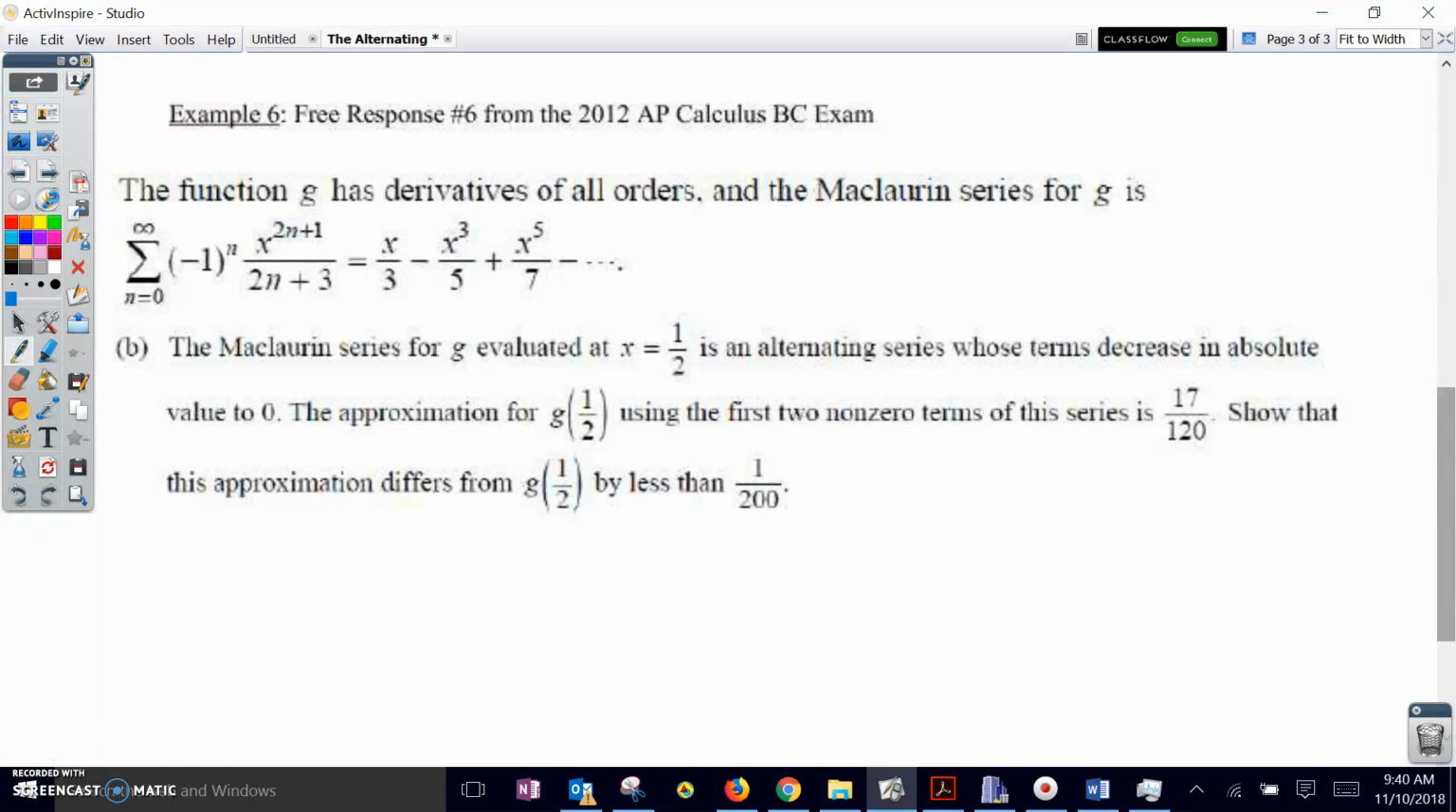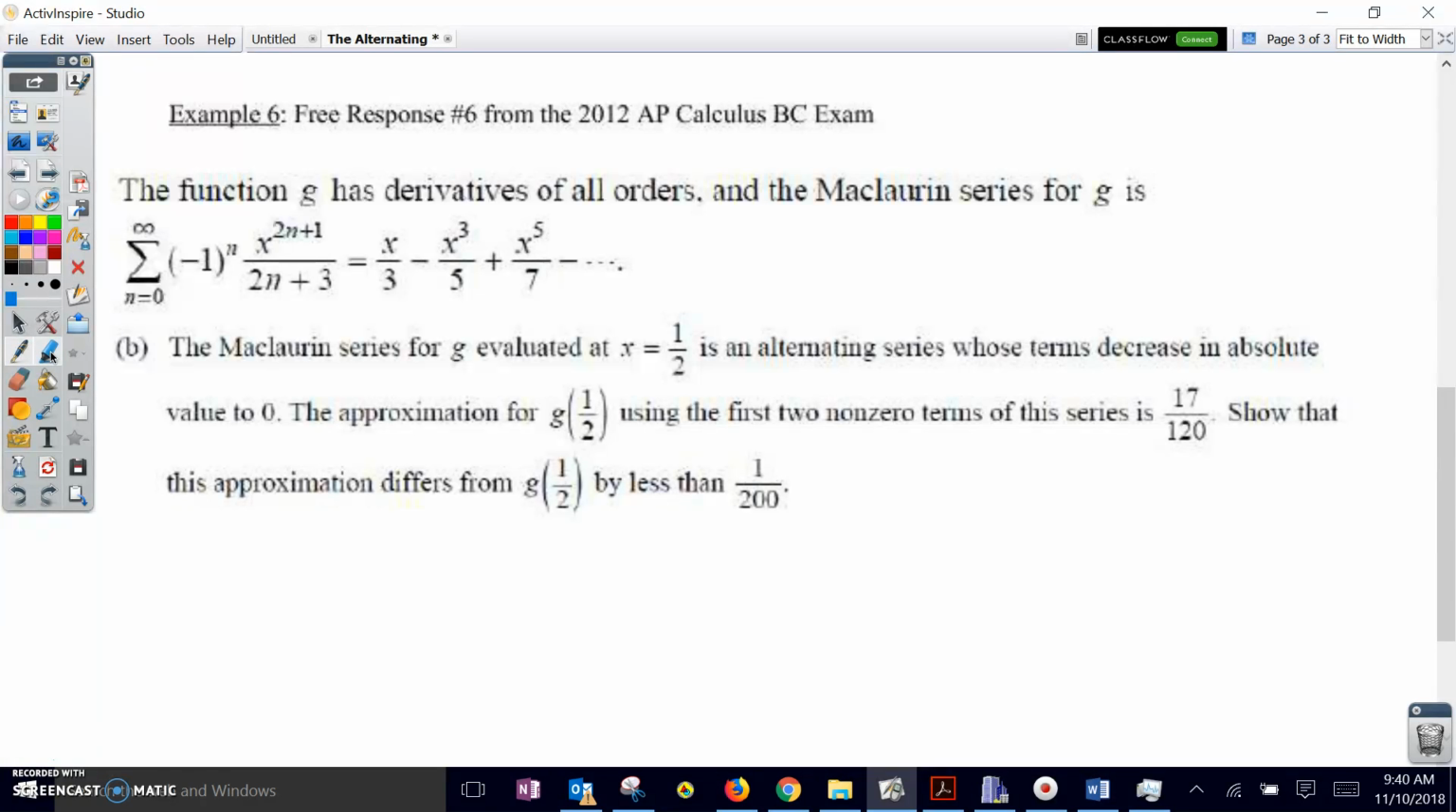The Maclaurin series is evaluated at x equals 1/2 as an alternating series whose terms decrease in absolute value to 0. Therefore, we know that it's convergent. The approximation for g of 1/2 using the first two non-zero terms is 17/120. Show that this approximation differs from g of 1/2 by less than 1/200.